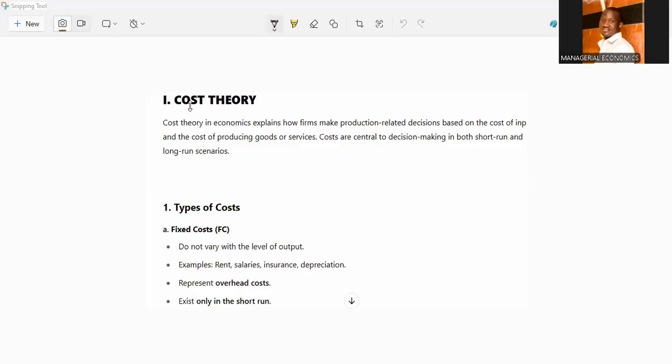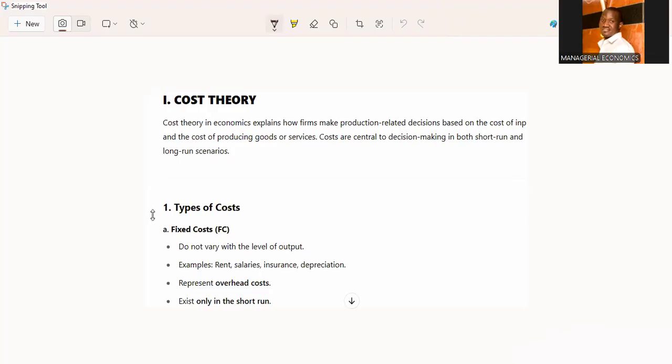Welcome to our session on cost theory. So in economics, cost theory simply explains how firms are able to make production-related decisions based on the cost of input and the cost of producing goods and services. Now, these costs are very central to decision-making, both for the short term and the long run. So we're going to look at the types of costs that we have.